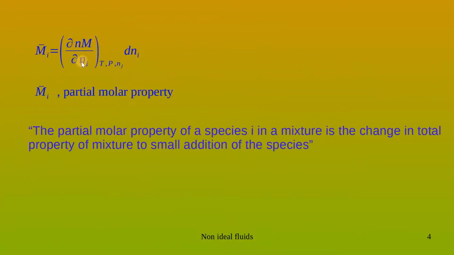Now, ∂(NM)/∂Ni at constant T, P, Nj, multiplied by dNi, is the partial molar property of the mixture. Therefore, the partial molar property of a species I in a mixture is the change in total property of the mixture due to small addition of the species.